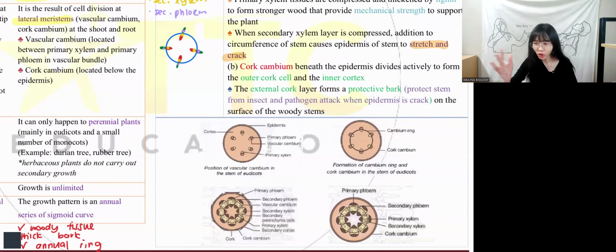So if your hand is itchy, go and pluck people's skin lah. It's like, imagine you have a scab, you pluck off the scab, it bleeds, right? Bacteria goes in, right? Same goes for the plant. So the cork is a protective layer. So you don't peel off the cork of the plant.